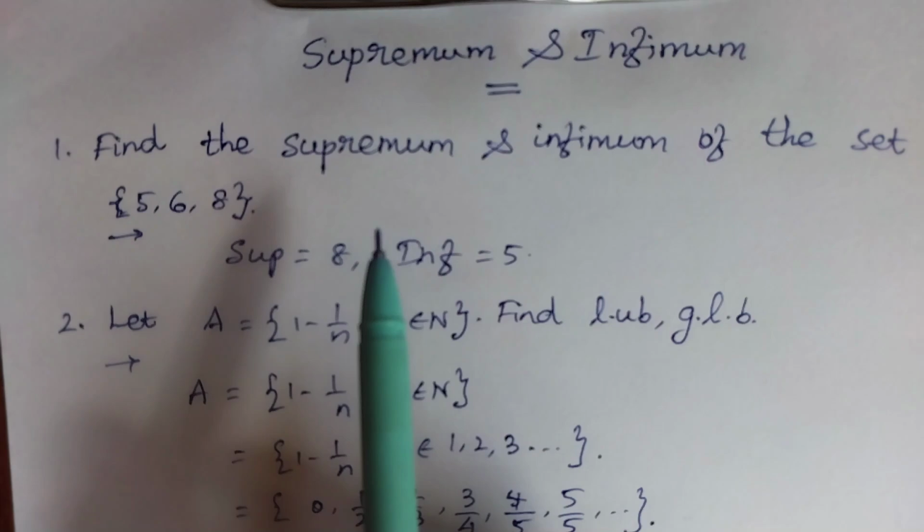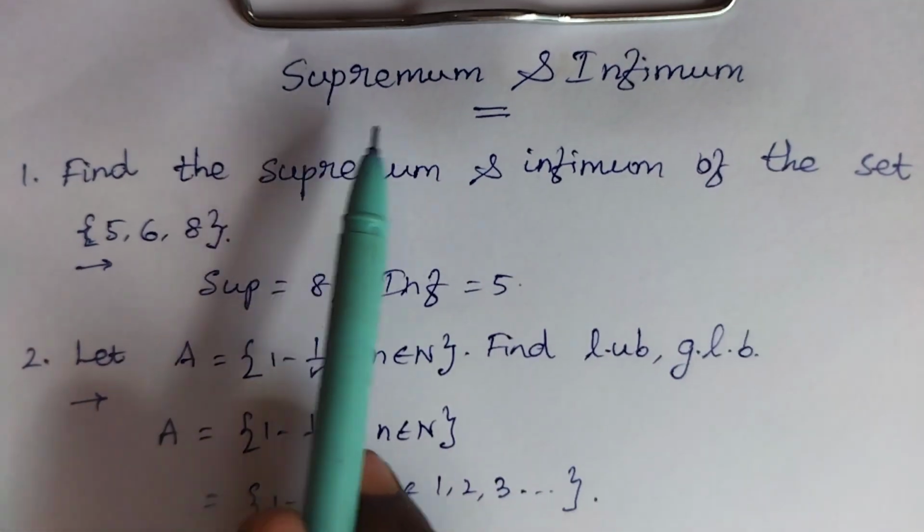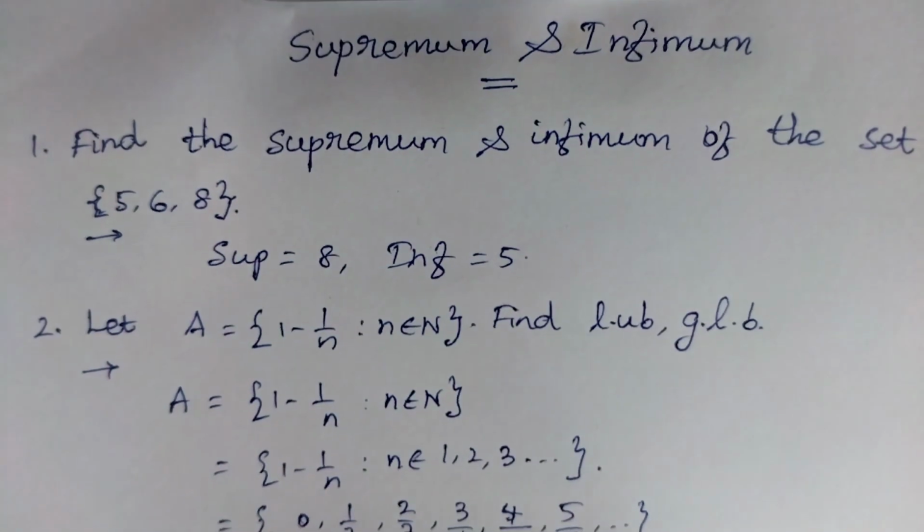Today we shall discuss the topic supremum and infimum of a set. Supremum means least upper bound. Infimum means greatest lower bound.